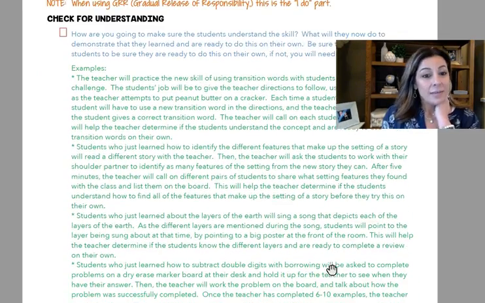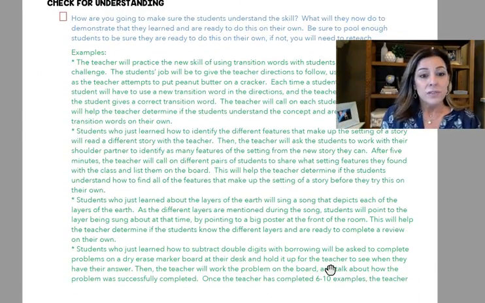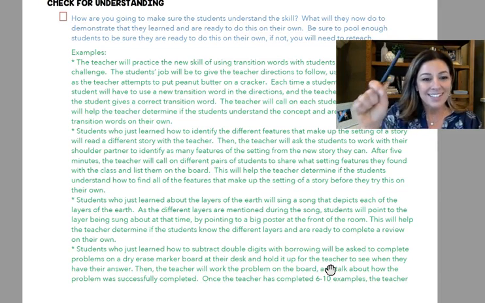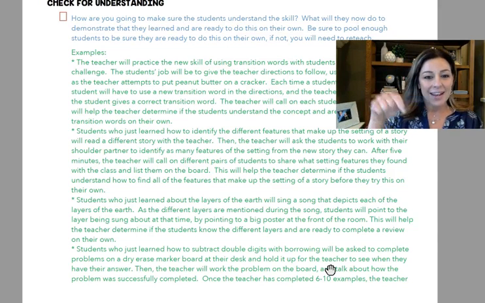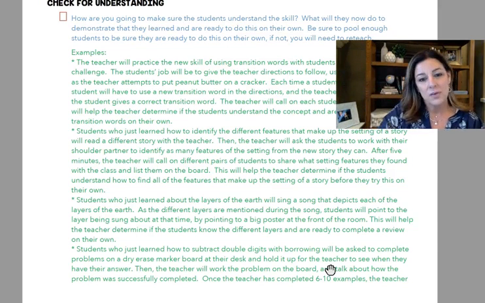And another example could be students who just learned about the layers of the earth will sing a song that depicts each of the layers of the earth. As the different layers are mentioned during the song, students will point to the layer being sung about at the time by pointing to a big poster at the front of the room. This will help the teacher determine if the students know the different layers and are ready to complete a review on their own.